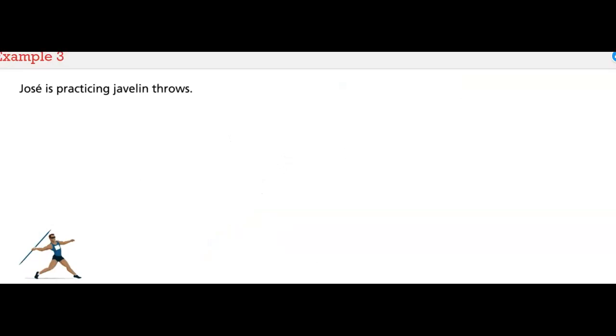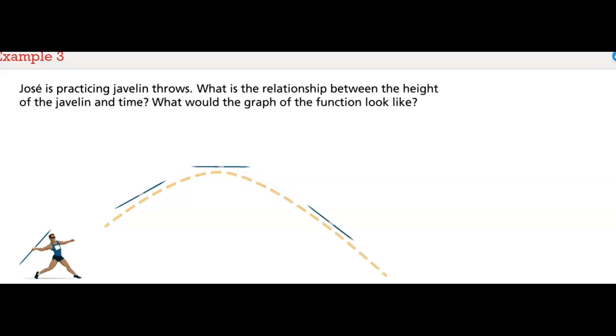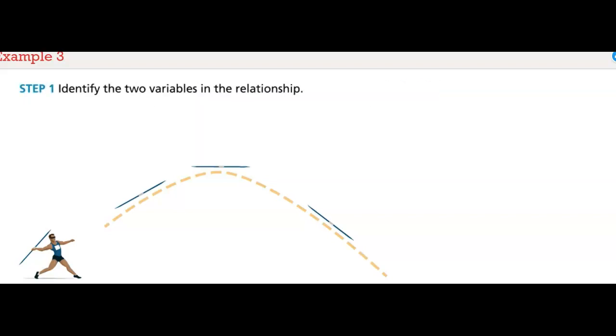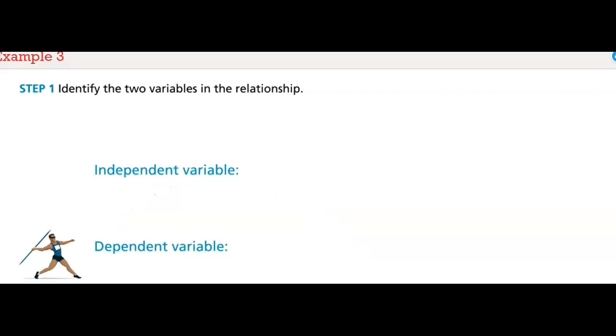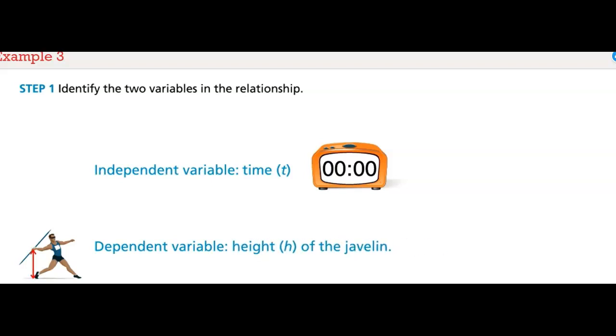Jose is practicing javelin throws. What is the relationship between the height of the javelin and time? What would the graph of the function look like? The first step is to identify the two variables in the relationship. The independent variable is time, which we'll represent with the letter T. The dependent variable is the height of the javelin, which we'll represent with the letter H.